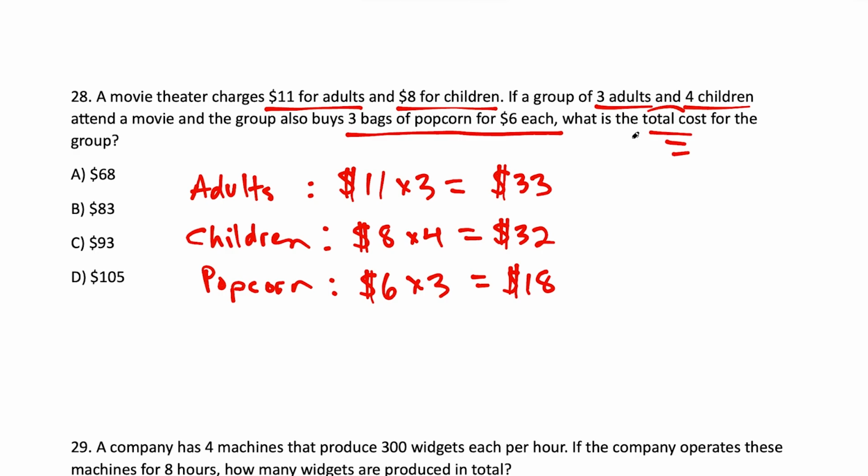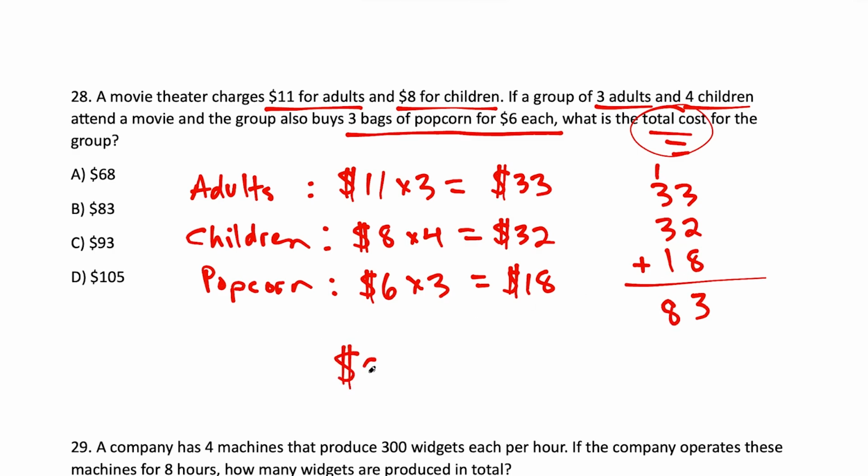So now what is the total cost? We're just going to add these numbers together. Okay, so let's just add all of this up. So we're doing 33 plus 32 plus 18. And now we add this up. Notice we have a group of 10. So we have 10 plus 3 is 13. We carry the 1. And then we have 6 plus 1 plus 1 is 8. So the total bill is going to be $83. And this is going to match up with choice B.